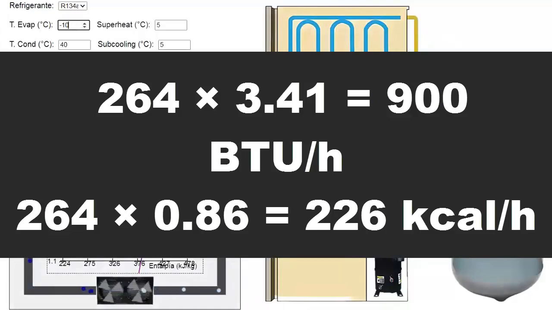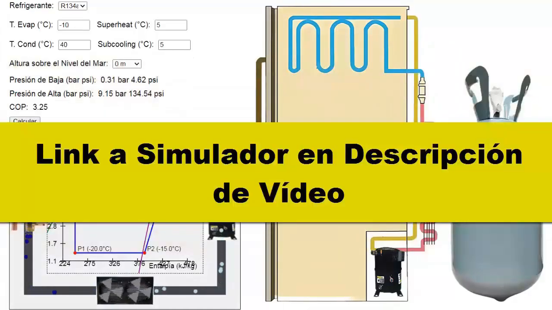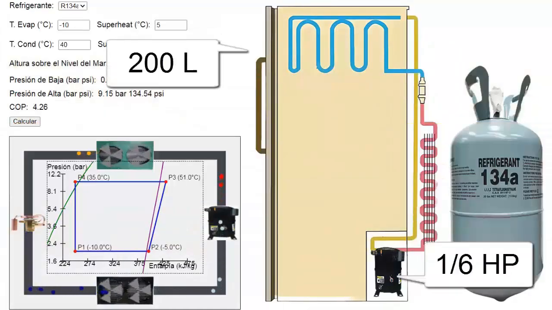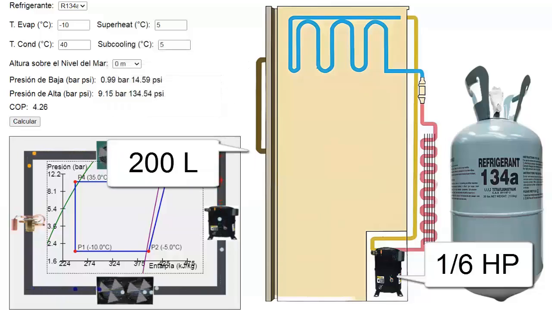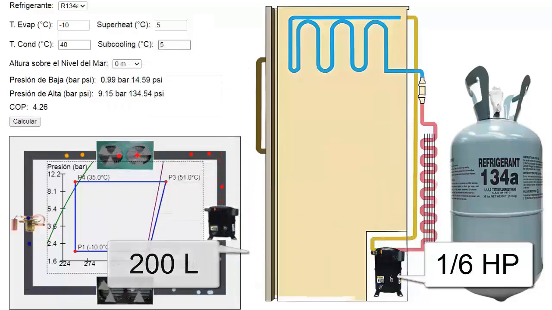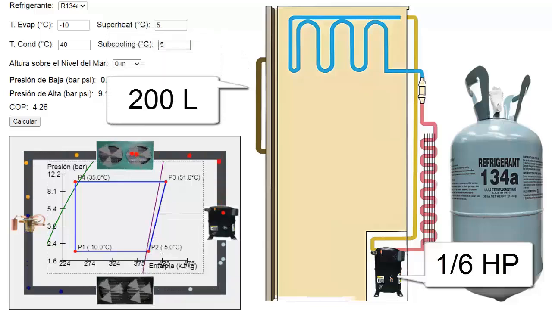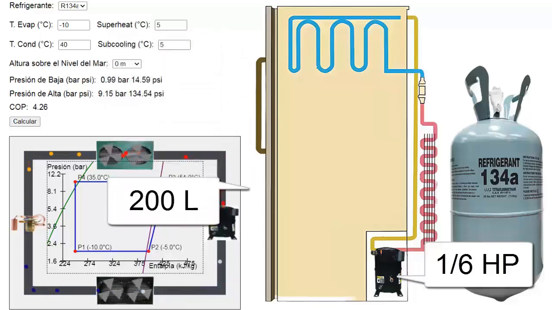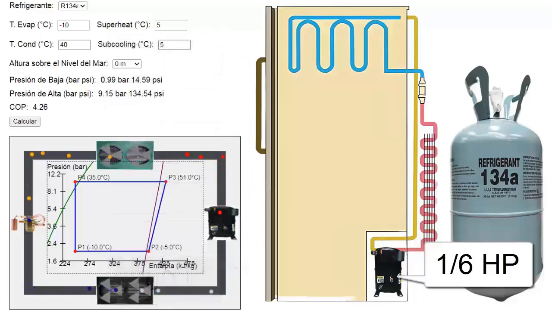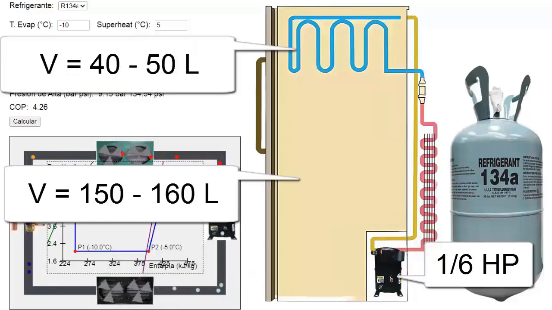11. Finally, we can generalize and say that a 1/6 HP compressor using our 134A refrigerant is frequently used in systems with a total capacity of 200 liters, typically consisting of a refrigerator between 150 and 160 liters, plus a freezer between 40 and 50 liters.